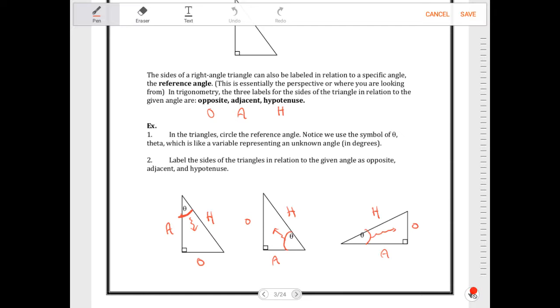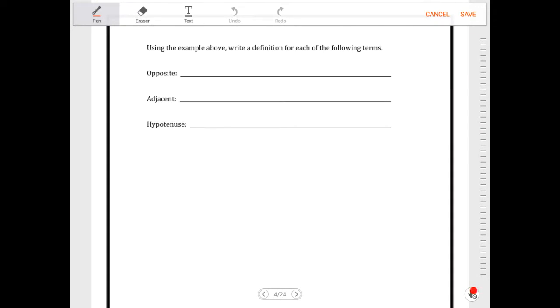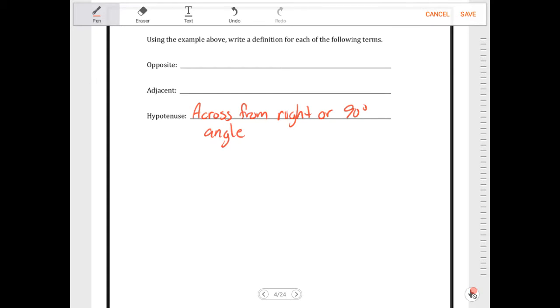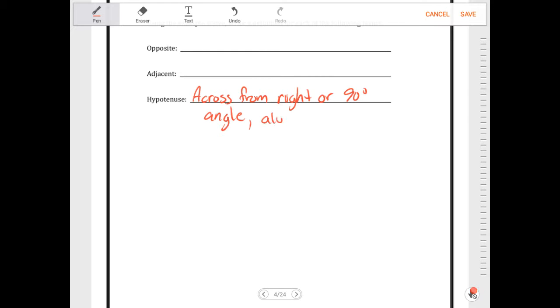Okay, well, we're going to go over here to just this page really, really quick. They just want you to write a definition of what these are. So the hypotenuse, how would you find this? The hypotenuse is across from the right or 90-degree angle. And the other thing that we know is it's always the longest side.